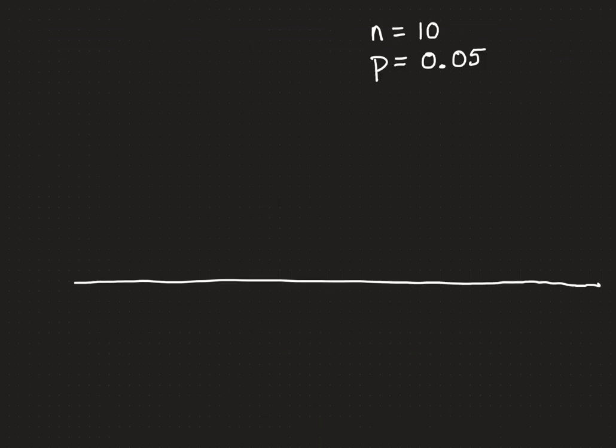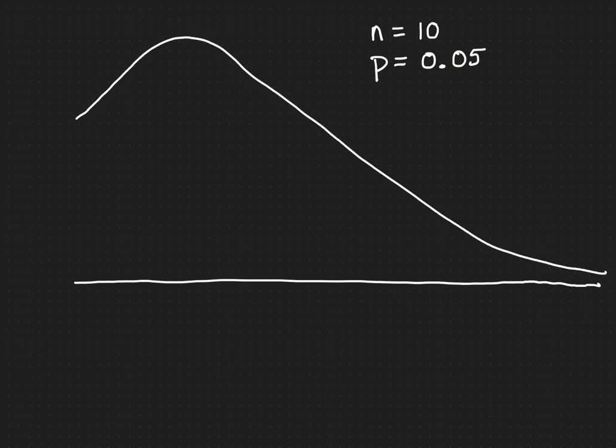If you have a sample of 10 and you're taking samples of 10 repeatedly, when the population proportion of whatever you're measuring is only 5% or 0.05, the distribution of your sample proportion will look like this, which isn't really normal, right? So let's check what we're supposed to be checking.